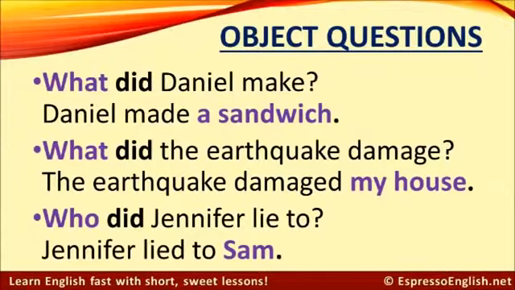For example, what did Daniel make? Daniel made a sandwich. We are asking about the object that Daniel made. What did the earthquake damage? The earthquake damaged my house. Who did Jennifer lie to? Jennifer lied to Sam. These are all examples of object questions. We don't know the object, the receiver of the verb, so we ask about it.